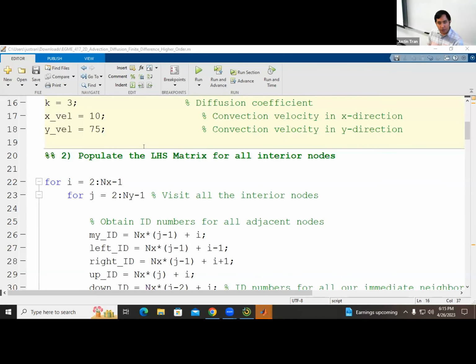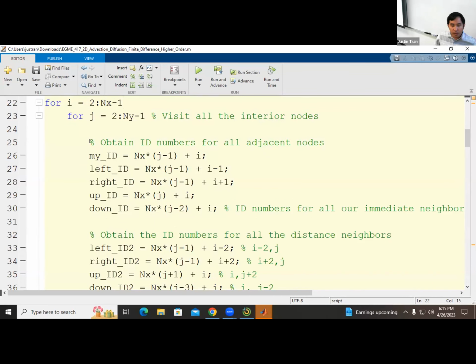Okay. All right, so let's go ahead and jump into the loop. Just like we normally do for 2D problems, we have a nested for loop, with a loop over I, J. So we're visiting all of the interior nodes. Next thing we're going to do is obtain all of the relevant ID numbers.